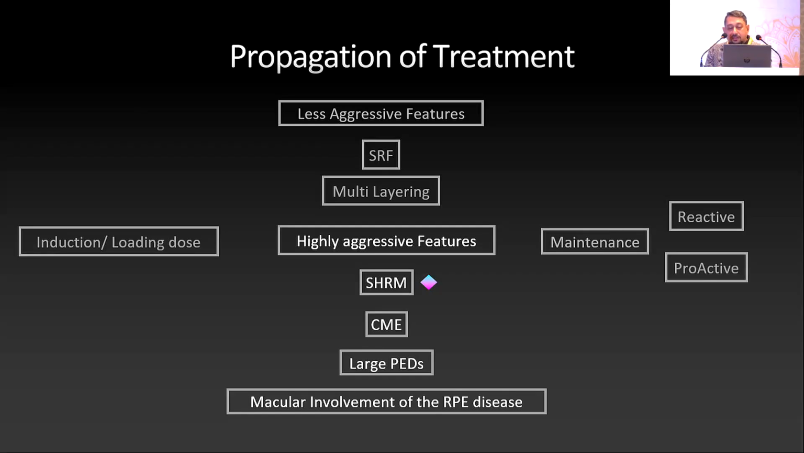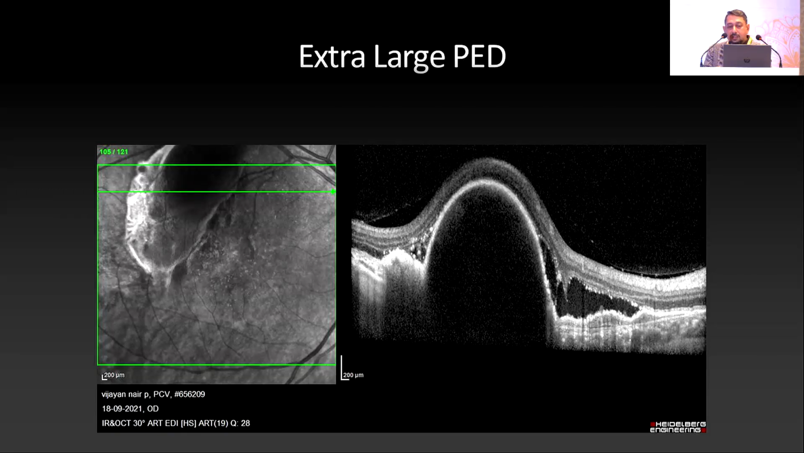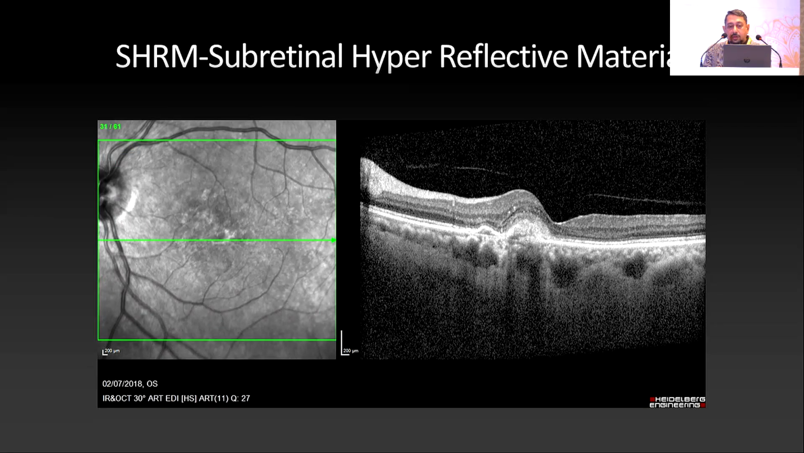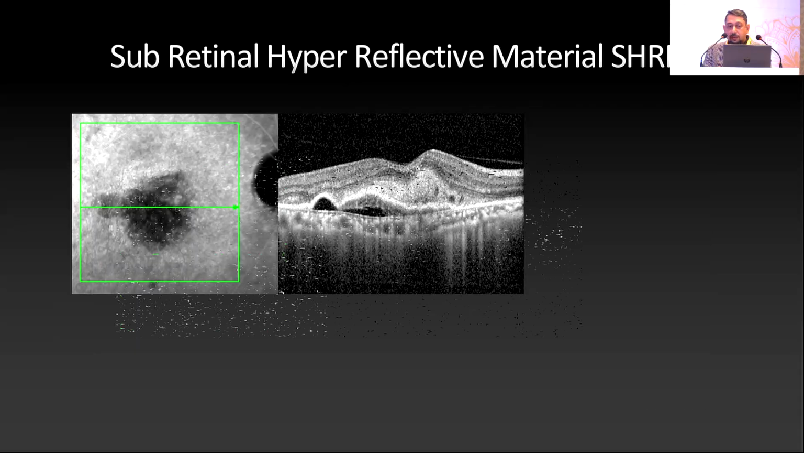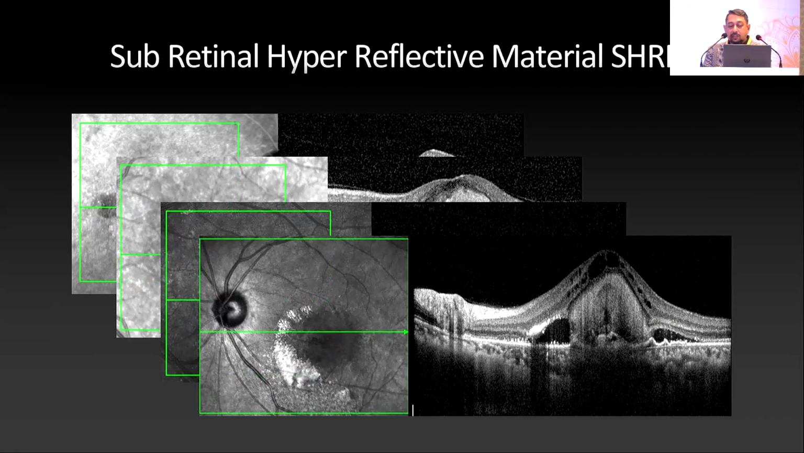The highly aggressive features are the presence of SRHRM, the presence of intraretinal fluid, large PEDs or macular involvement by the RPE. So an extra large PED is always a point of concern. Just wind up soon. The presence of SHRM, especially if vascular, is a high point of concern.